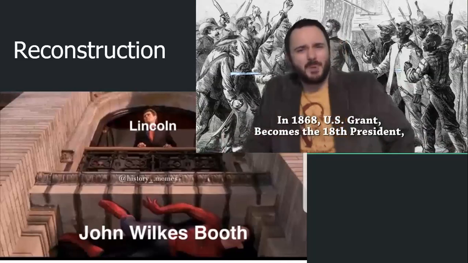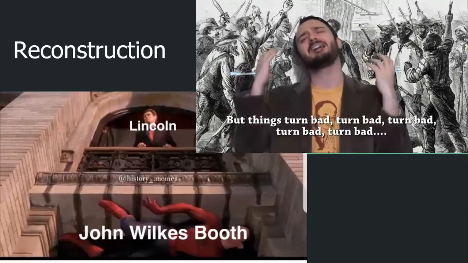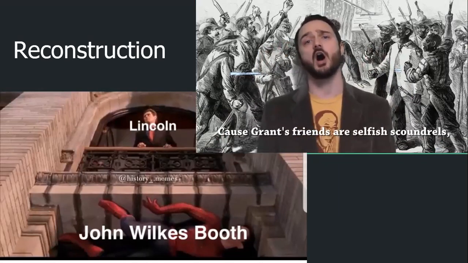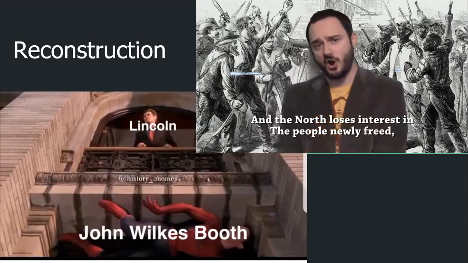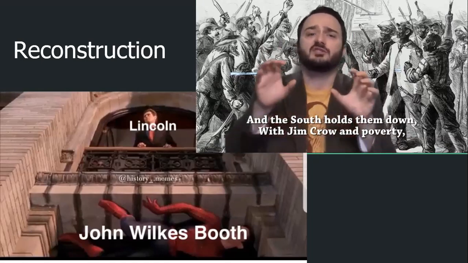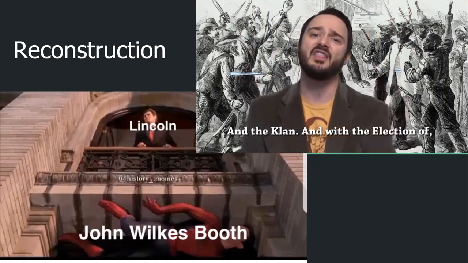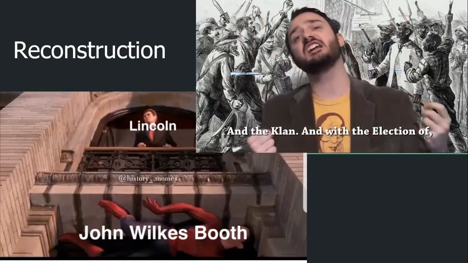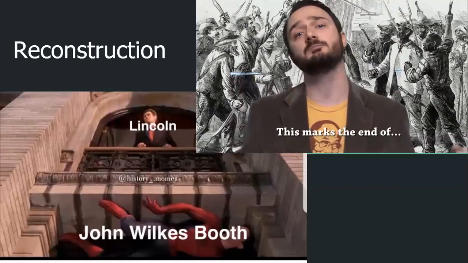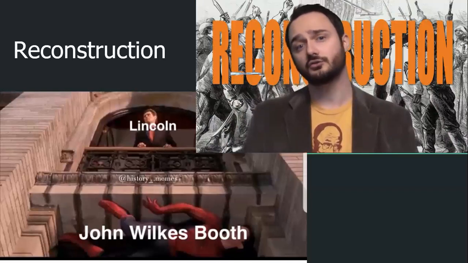1868, U.S. Grant becomes the 18th president. But things turn bad. Grant's friends are selfish scoundrels, and the North loses interest in people newly freed, and the South holds them down with Jim Crow and poverty and the Klan, and with the election of Rutherford B. Hayes, this marks the end of Reconstruction.